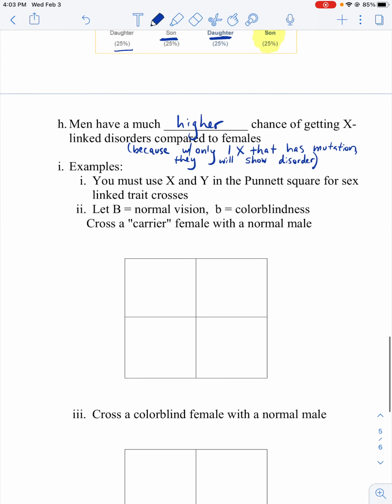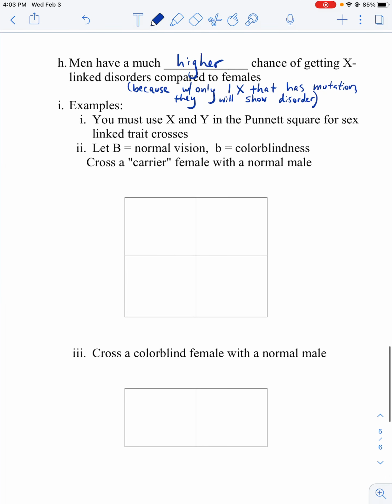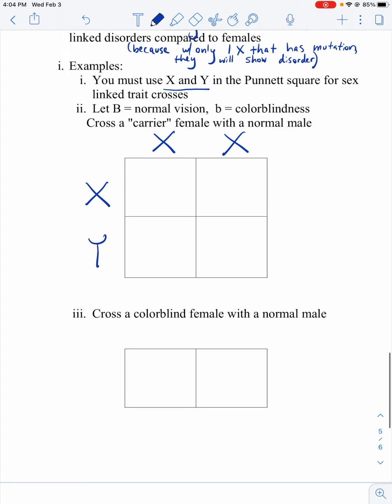So lastly, I want to show you how to do a Punnett square that involves sex-linked traits. To do these Punnett squares, you are now going to be listing the X and the Y chromosome when you do the cross. So in order to have genetic offspring, you have to cross a genetic male with a genetic female. And so you will always set up your Punnett squares that way.